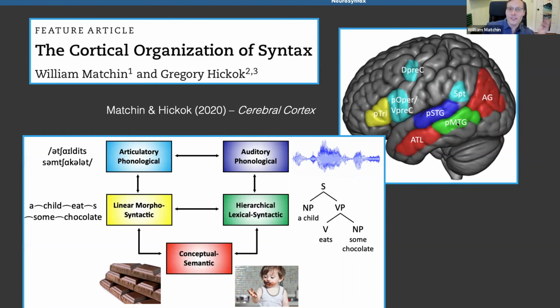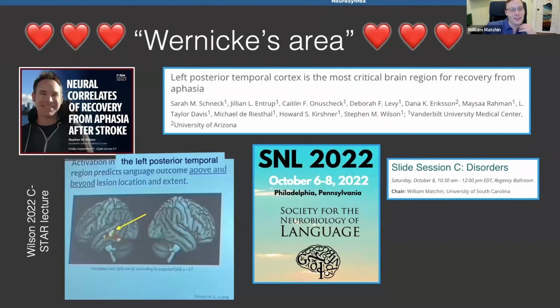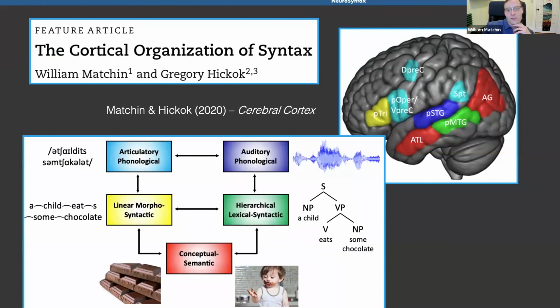I do in some sense think this area is like the magic area. I feel like Stephen kind of alluded to that, and all the aphasia data point to that. There are other sources of data too that we could chat about. It is kind of funny, right? There's this main area.